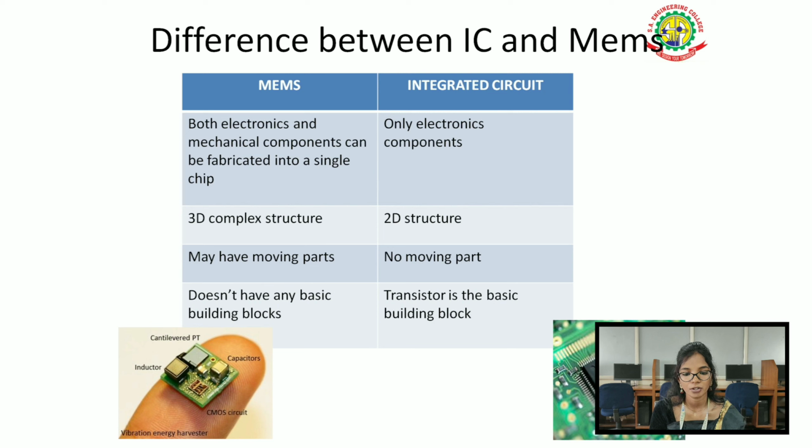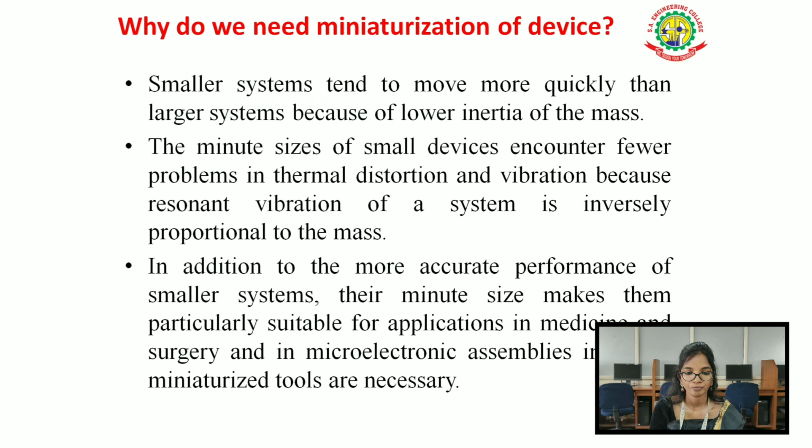But an integrated circuit is fabricated using only electronic components. MEMS consists of a 3D complex structure. IC is a 2D structure. MEMS have moving parts. IC have no moving part. MEMS doesn't have any basic building blocks; it is fabricated depending on the application. But in IC, the transistor is the basic building block. So, this is the major difference between an IC and MEMS.